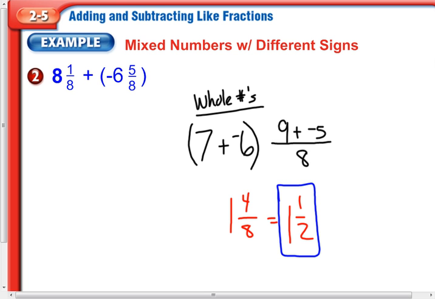So again, either technique that you want to use, you convert into improper, or you can go ahead and leave that the same. This concludes addition and subtraction of like fractions.